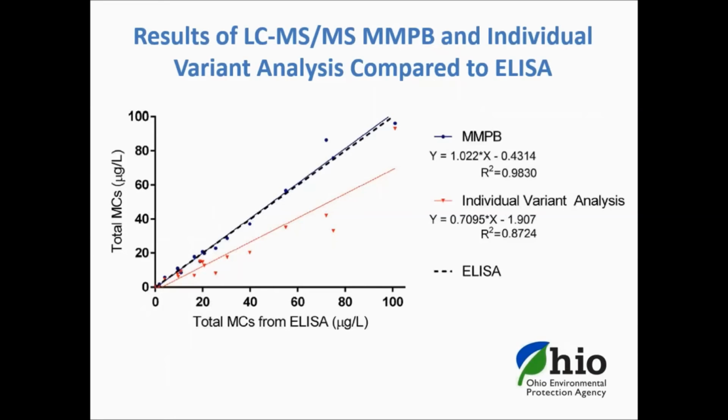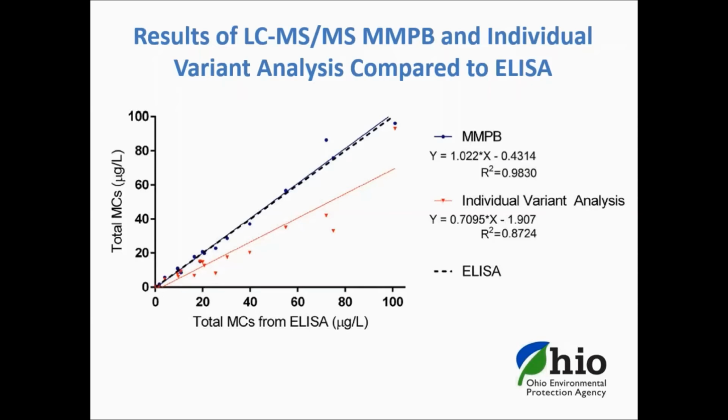So how did our data relate? This is a graph of total microcystins determined via ELISA, plotted against the total microcystins determined using the MMPB and individual variant analysis. The ELISA and MMPB data had an R-squared of 0.983, which is almost unheard of in environmental data given the variability inherent within a raw water sample. The R-squared for individual variant analysis was 0.87, which is still very good.